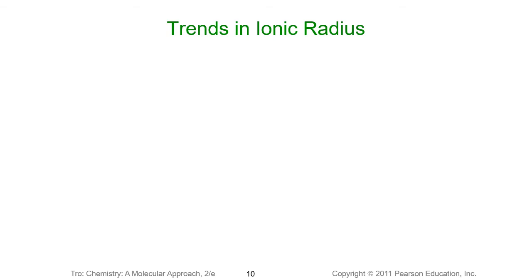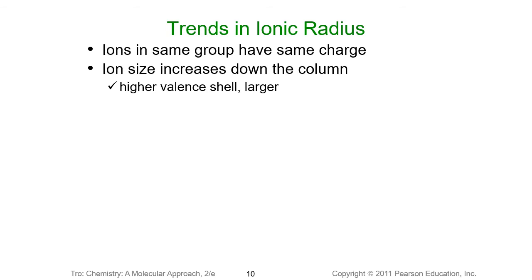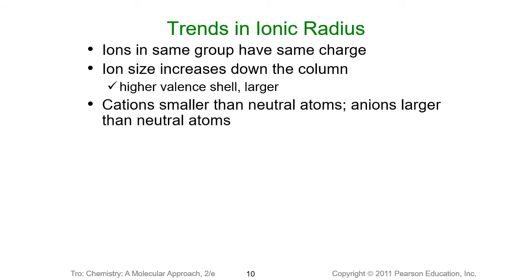How about the trends in our ionic radius? So for our ions in the same group, we know they have the same charge because they have the same number of valence electrons. As we go down the periodic table, we're adding more electrons further from the nucleus, and so our size increases. If we think about cations, we've lost our valence electrons and moved down into a smaller energy level, and so cations are smaller than the neutral atom because of the loss of the electron.